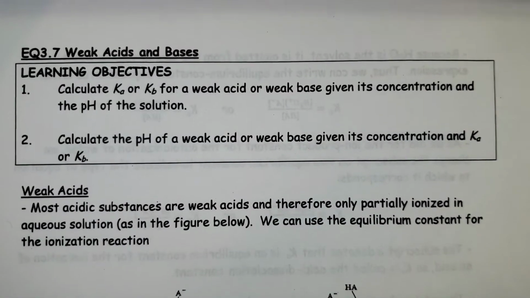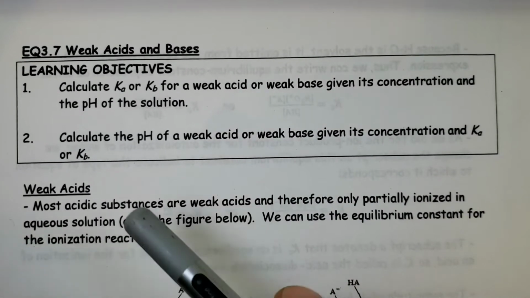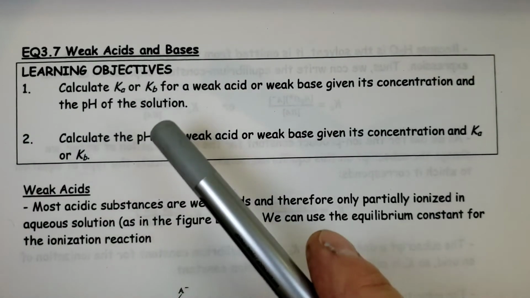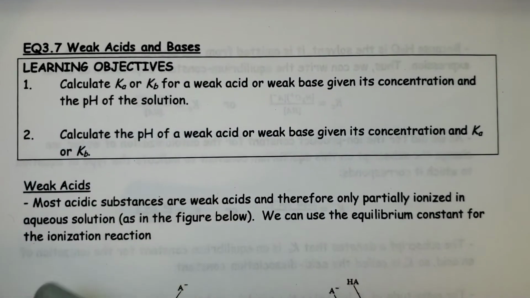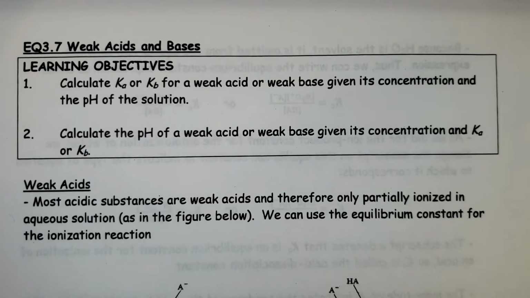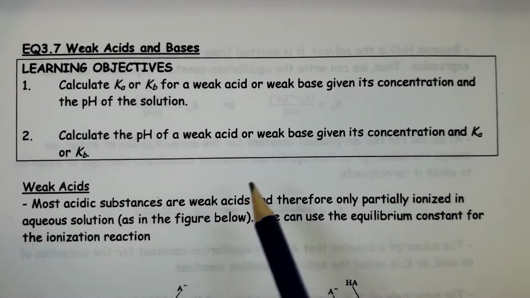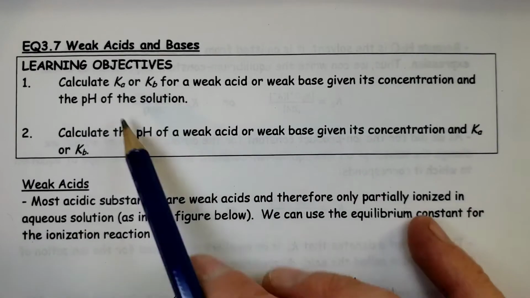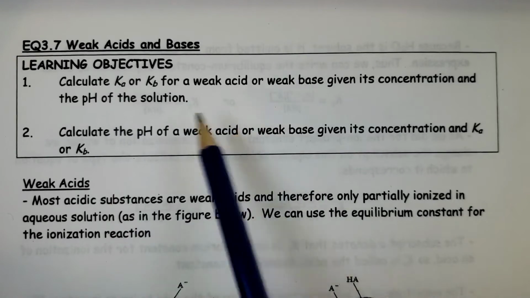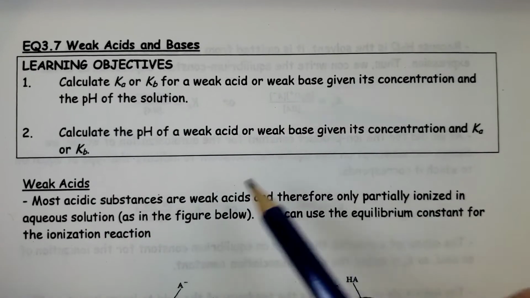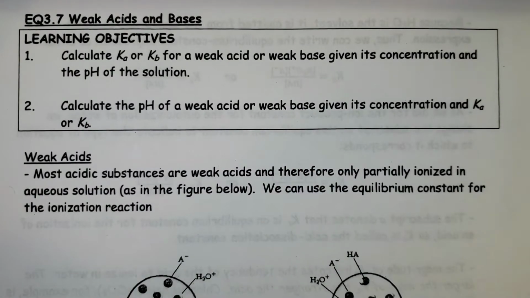Welcome back, Chemistry 30. This is EQ 3.7, weak acids and bases. In 3.6, we saw what happens with strong acids and bases, meaning that they completely dissociate into H pluses or hydroxides. Weak bases and acids, we'll see, only partially dissociate. So that's going to involve a Ka or Kb equilibrium constant to see how much of it exists in the product.